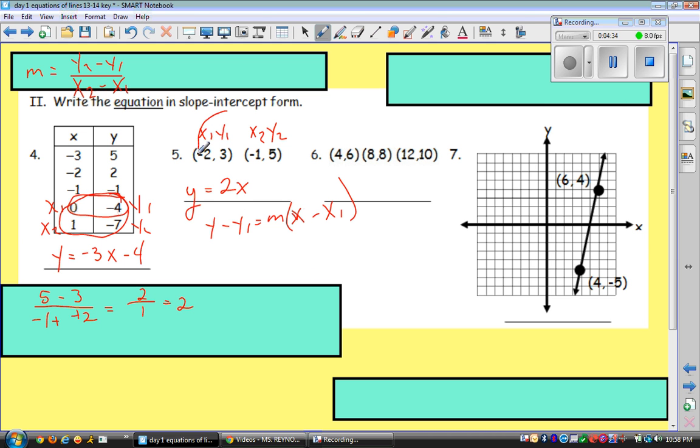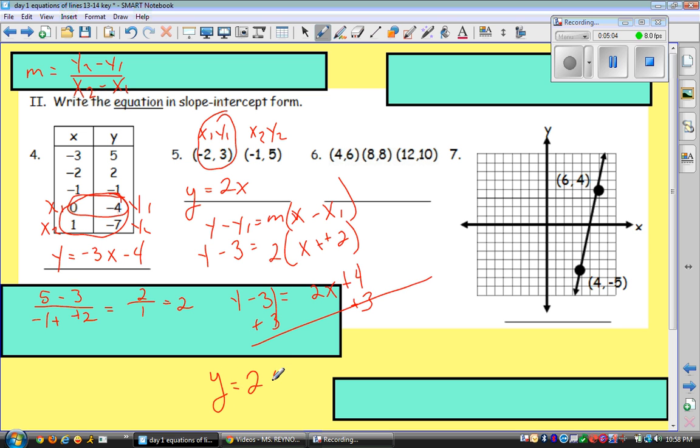So I'm going to use this as my x1 and my y1 since it's already labeled. y minus 3 equals 2, because we found the slope to be 2, times x minus negative 2. 2 negatives still make a positive. So I've got y minus 3 equals 2x plus 4. So I'm going to add this 3 to both sides. It cancels out, giving me an answer of y equals 2x plus 7.